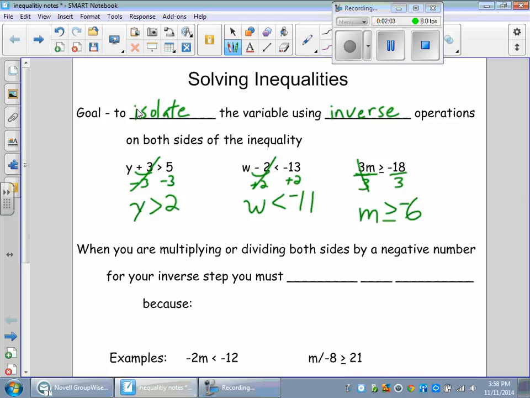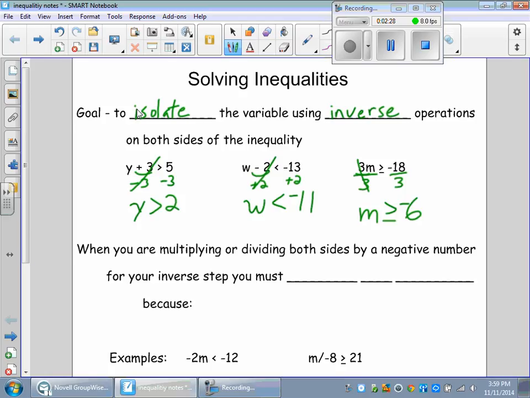Picking a number that is greater than or equal to negative 6, I'm going to choose 3. 3 times 3 is 9, and 9 is greater than or equal to negative 18. Because it says or equal to, I could even try that negative 6. 3 times negative 6 is negative 18, which is equal to negative 18.